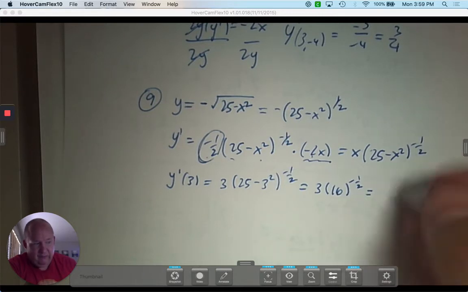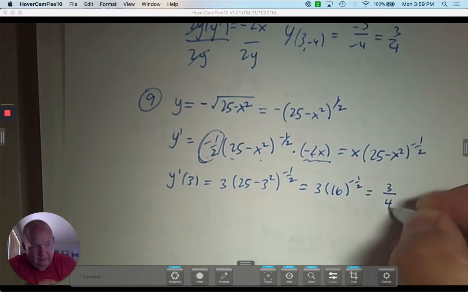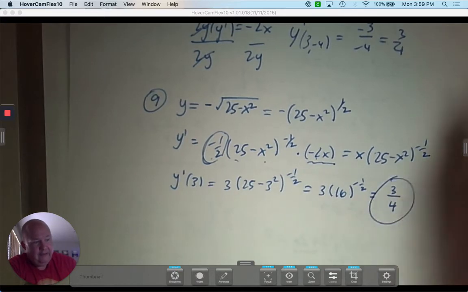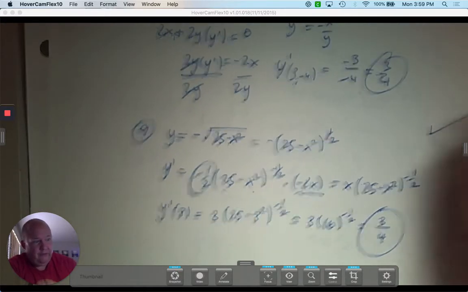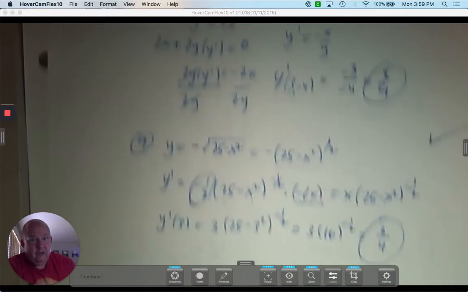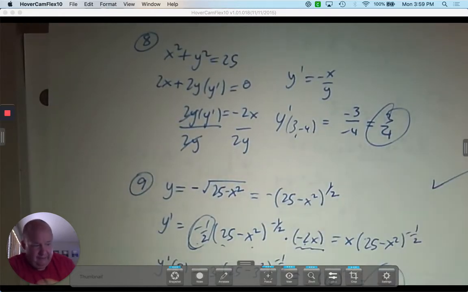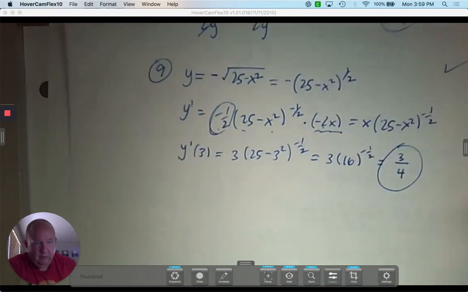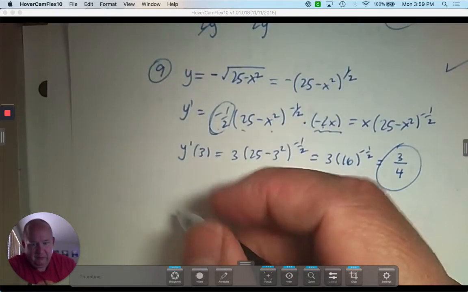So anyways, the exponent 1/2 means square root. So the square root of 16 is 4, but the negative exponent means it goes in the denominator. And then what do you notice about those two answers? They're exactly the same. So one is done implicitly, and the other one is done explicitly. Explicit means it's in the form y equals. And you get the same answer both ways.